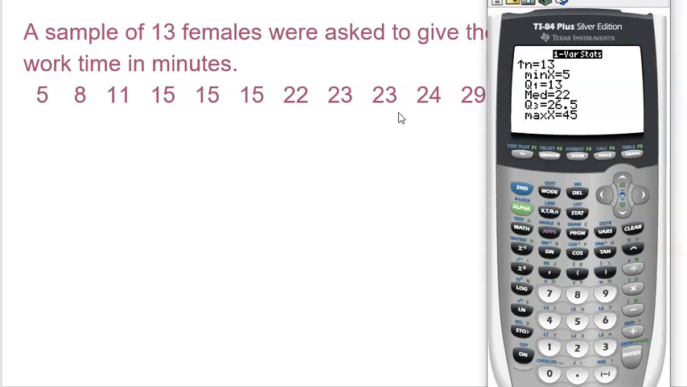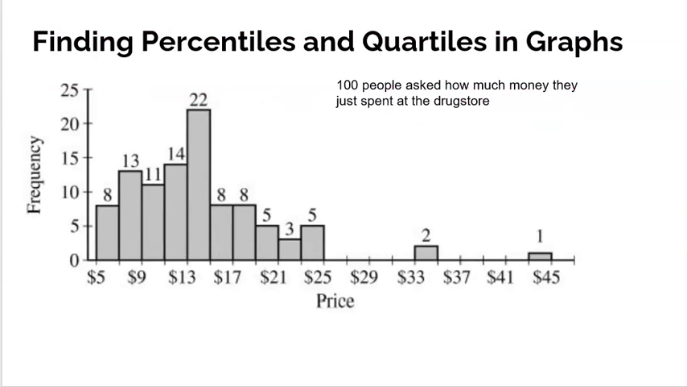Even though you could do it by hand, but doing it by hand is not cool. I mean, it's cool, come on. But it just takes a while. All right, what about finding percentiles and quartiles in graphs? So once again, here is our data about the 100 people that went to the grocery store, or drugstore, and we asked them how much money they spent.